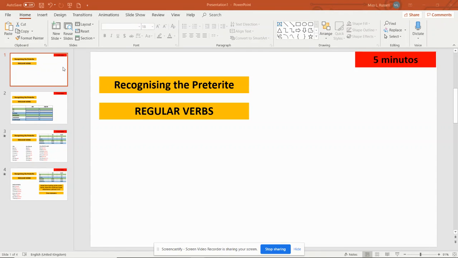And we have to make sure we can do this properly, because particularly in reading exercises or in a translation exercise, you may well come across a verb that is not one of our key verbs, and you're going to have to identify whether it's in the past tense or not.